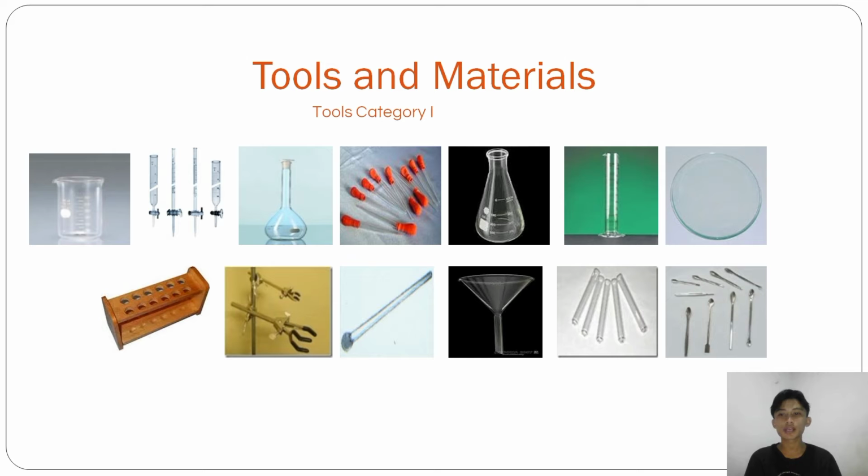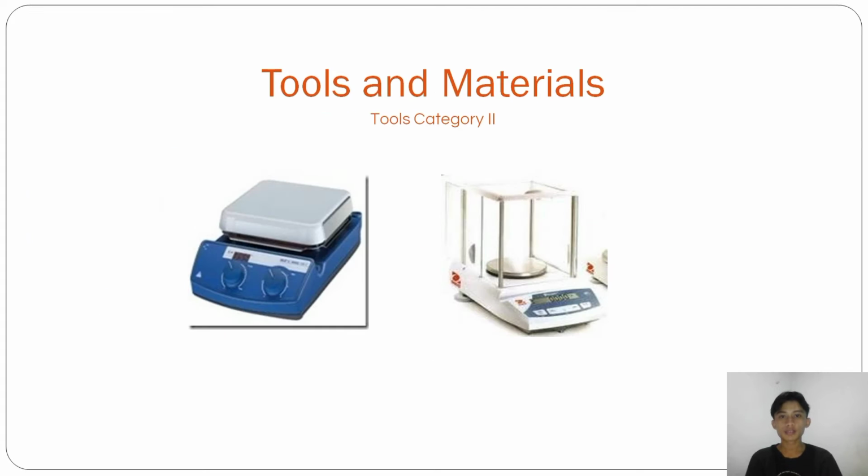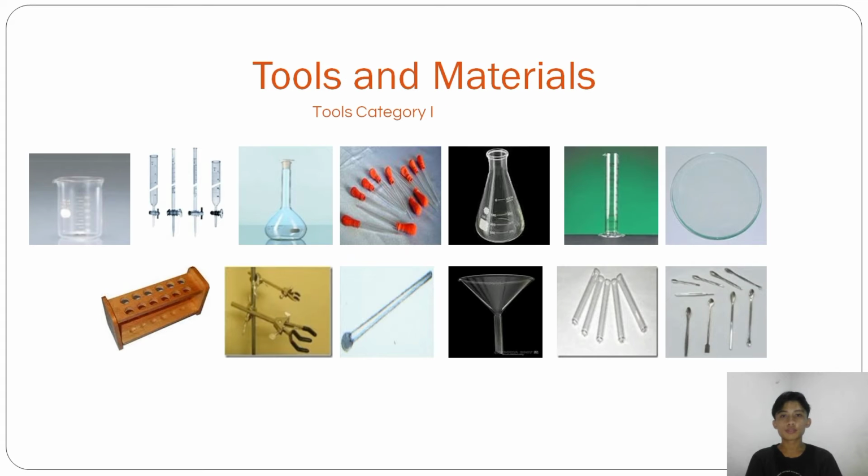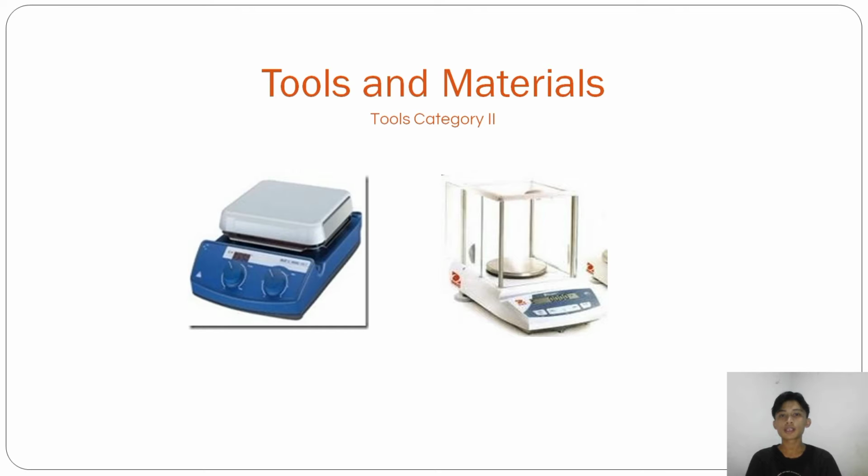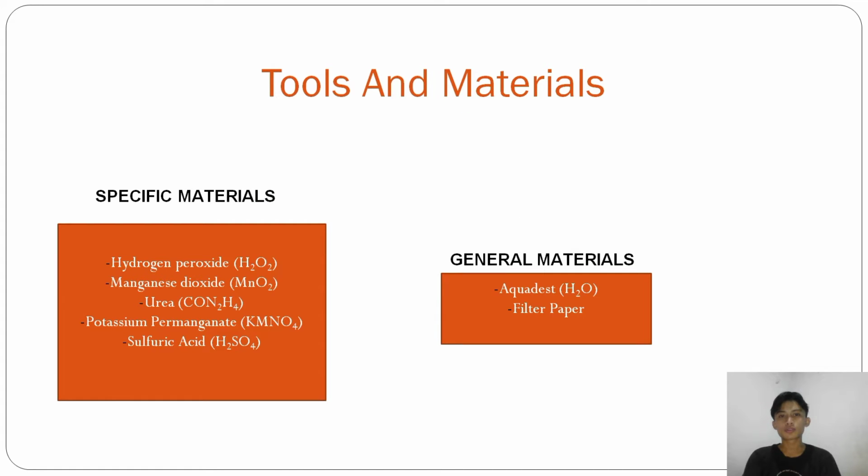The tools and materials: tools and material category 1, and category 2 analytical balance and thesis. Basic materials are hydrogen peroxide, manganese dioxide, urea, potassium permanganate, sulfuric acid, and general materials: aqueous and filter paper.